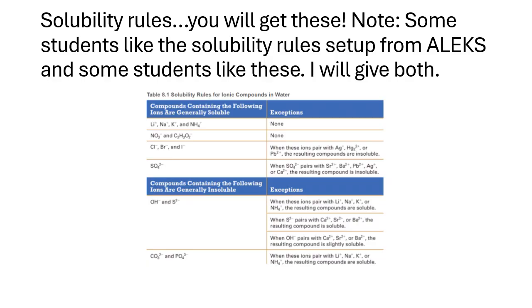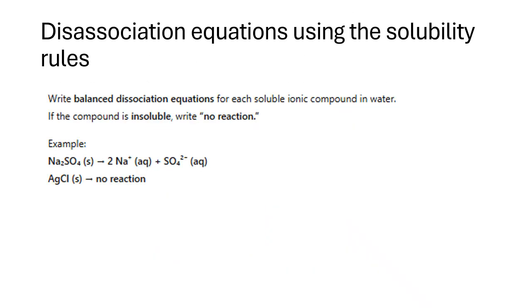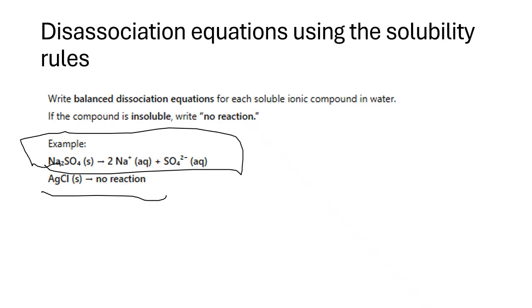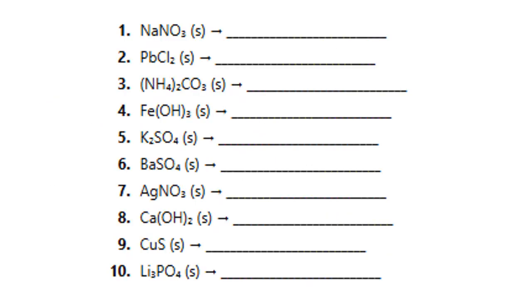So you'll be given these rules and you'll have a lot of homework to practice on. And we're going to look at how to write some of these dissociation reactions and how to use those rules for determining whether a salt dissolves or not. If a salt does not dissolve, it's no reaction. If it does dissolve, you have to write out this dissociation reaction. So it dissociates from each other, using the rules that we have.